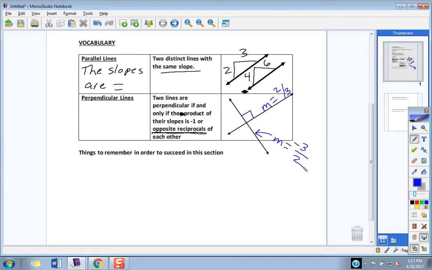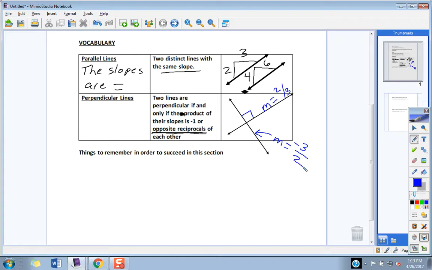Quick question, kids. As far as slopes are concerned and how they're related to parallel and perpendicular lines, do you understand that parallel lines have the same slope? Good. And the relationship between perpendicular lines, what's true about their slope? Opposite reciprocals. Here they talk about their product is also what value? Negative 1.